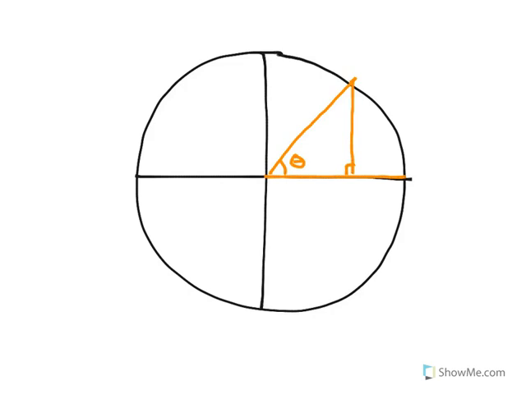The ratios for a 45, 45, 90 triangle are 1, 1, and root 2. Again, these ratios only work if the radius is 1. We are going to get our sine and cosine values in here.